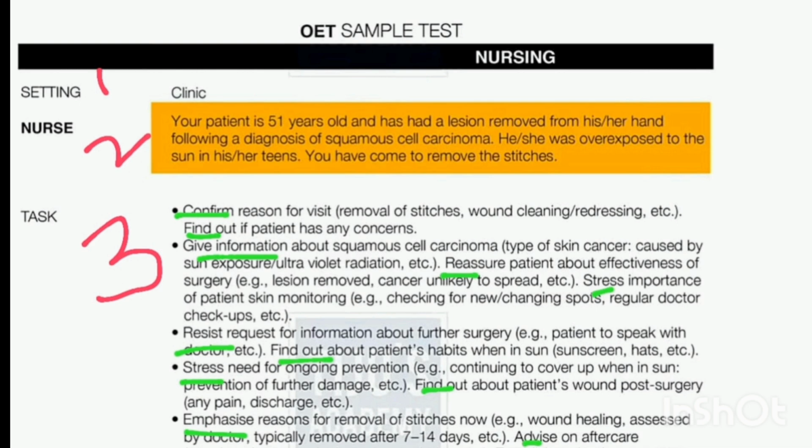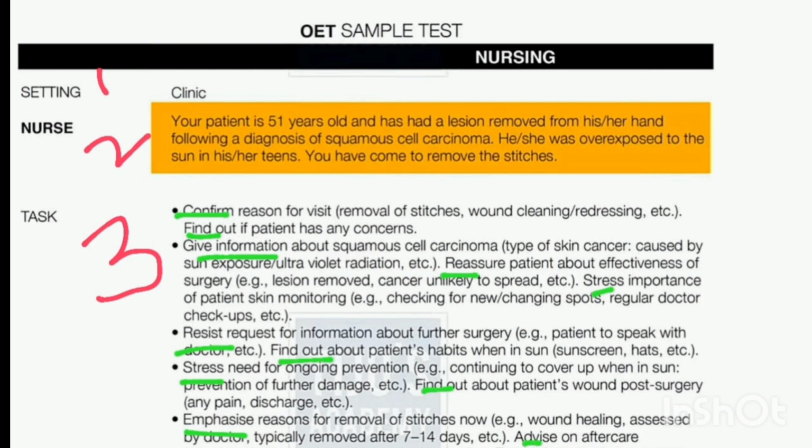And the next, third task is to resist a request for information about the patient's further surgery. Resist means we can refuse something to the patient, but in OET speaking we can use some phrases to make it polite. So we can say it is beyond my scope. If the patient asks us a question, we can say your question is appreciable, but it's beyond my scope of practice. Your doctor is the right person to explain to you. Okay, so we can say like this.